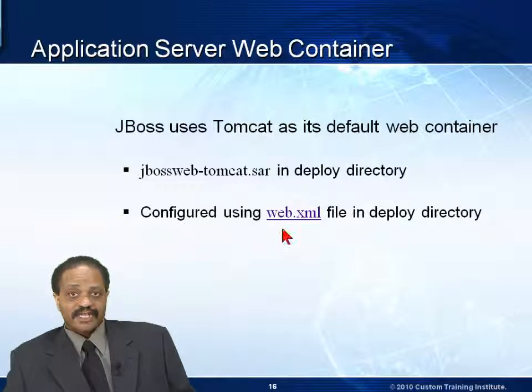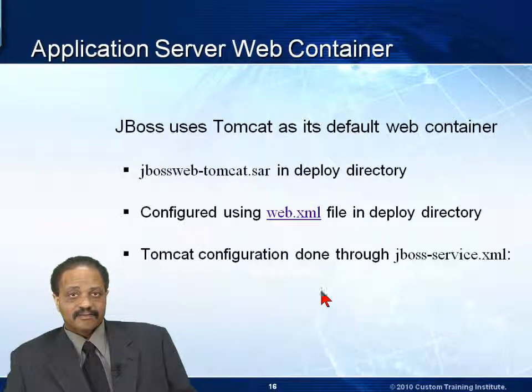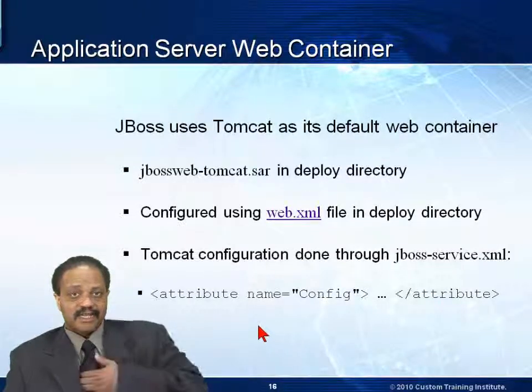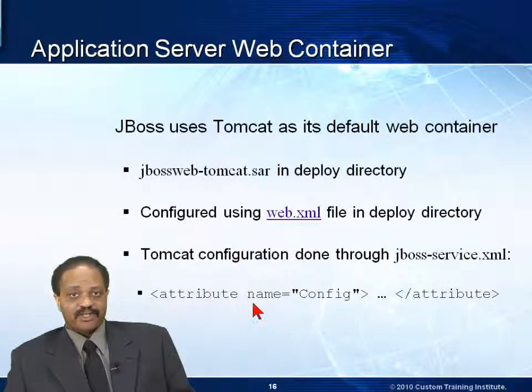You configure that embedded version of Tomcat using the web.xml file in the deployment directory. Now, the Tomcat configuration directly is done using jboss-service.xml, and there are a series of attributes in jboss-service.xml. You'll see attribute name equals configuration, then values for the attribute, and then an end attribute. So in order to configure Tomcat, you can go into the jboss-service.xml file and use appropriate attributes there to configure the embedded version of Tomcat.